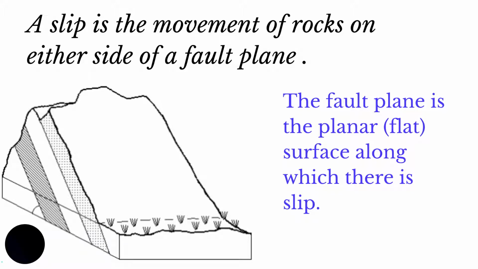A fault plane is a flat surface along which rocks slip. And when we talk about slip, we are talking about the movement of rocks on either side of the fault plane. So the slip is a movement and the fault plane is the surface along which the movement or the displacement occurs.